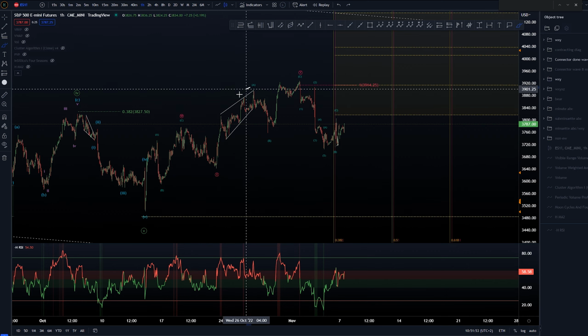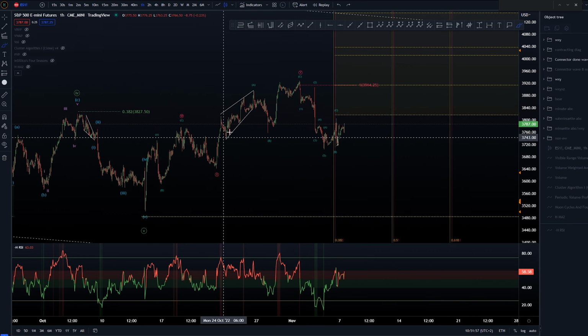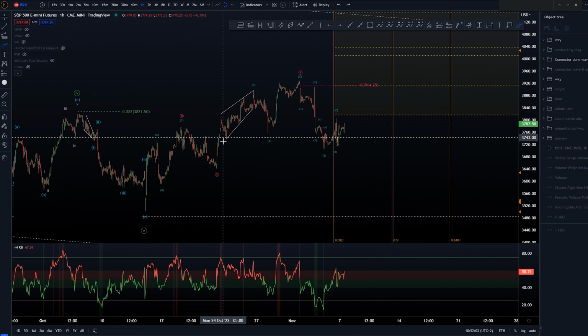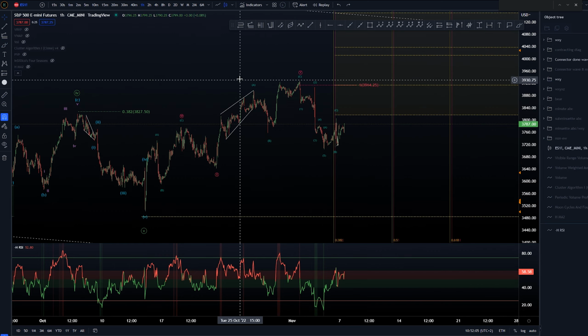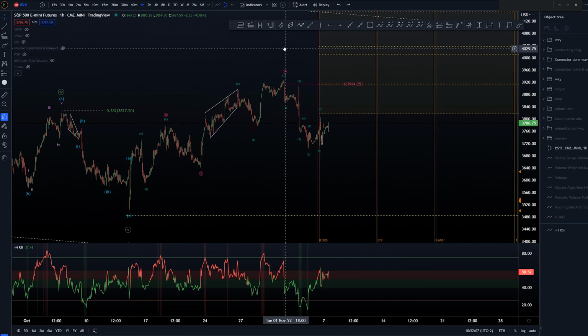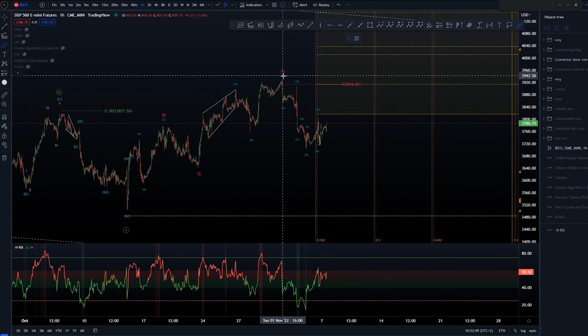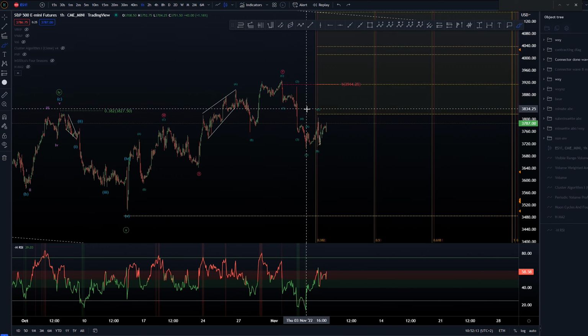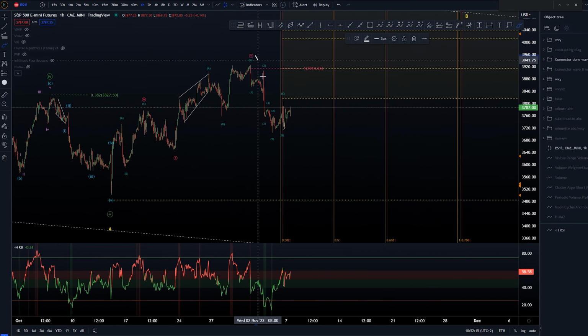We had the possibility of having this as a three-way structure, but I guess we could be labeling it as a diagonal as well. However, we don't have the overlap between the first and fourth waves within that diagonal, so that has to be noted. But at the moment, I don't see any other possibilities, so that's why I've labeled the C wave ending here with this five-way structure, and then we would be looking for downwards.